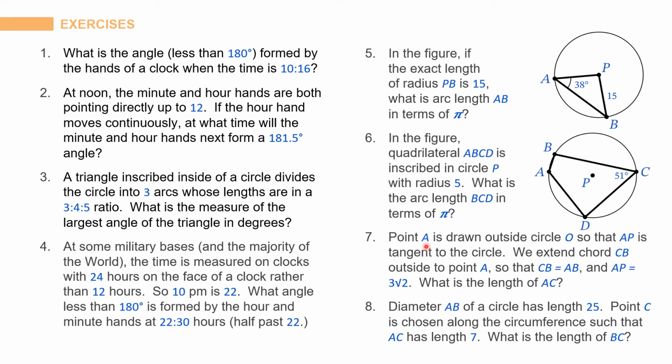7. Point A is drawn outside circle O so that AP is tangent to the circle. We extend chord CB outside to point A so that CB is equal to AB and AP is equal to 3 times the square root of 2. What is the length of AC? And exercise 8. Diameter AB of a circle has length 25. Point C is chosen along the circumference such that AC has length 7. What is the length of BC?